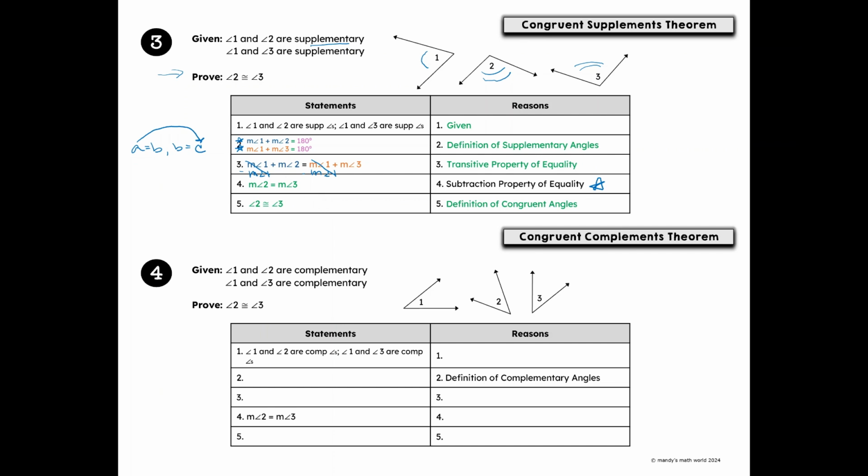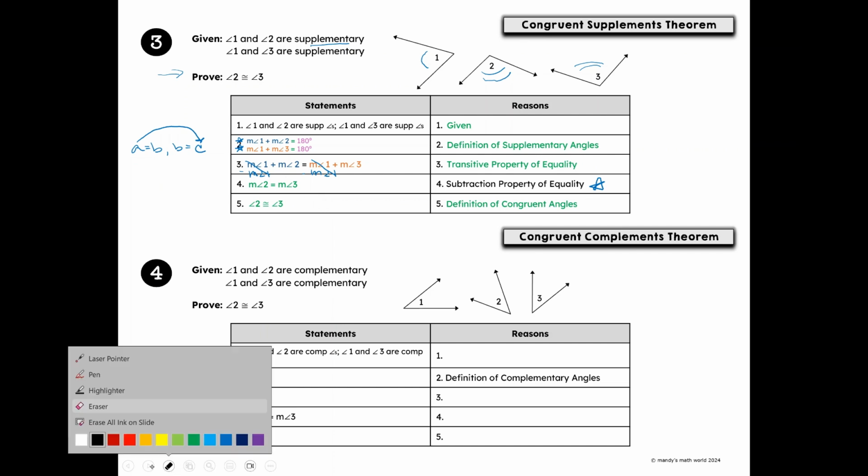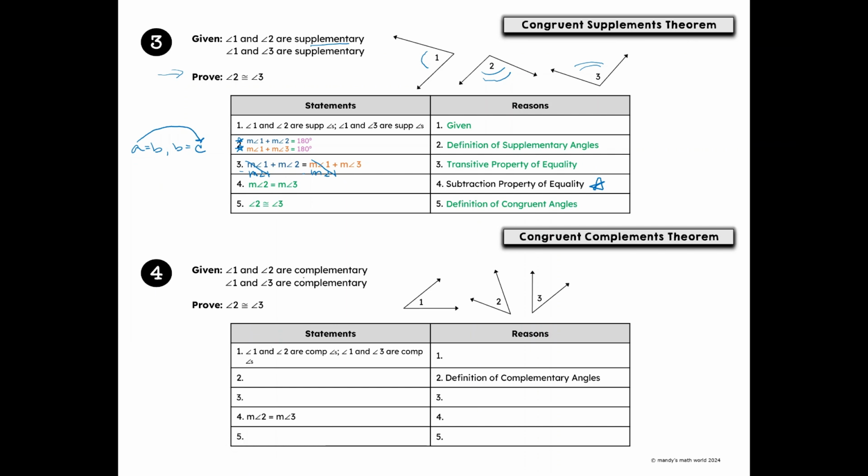Everything's the same, except instead of supplementary angles, we're going to be looking at angles that are complementary. Complementary angles right here. It tells us angle 1 and angle 2 are complementary, and angle 1 and angle 3 are complementary. We're trying to prove that angle 2 is congruent to angle 3. First, we've written our givens down. These two angles are complementary. These two angles are complementary. These two angles are complementary to the same angle. Therefore, they are congruent. How can I prove it?